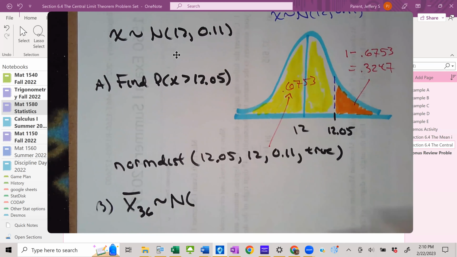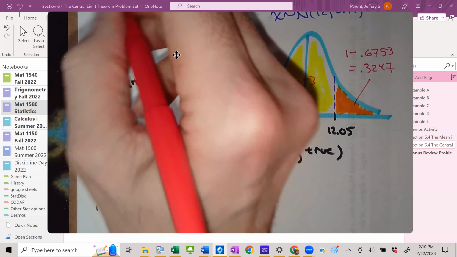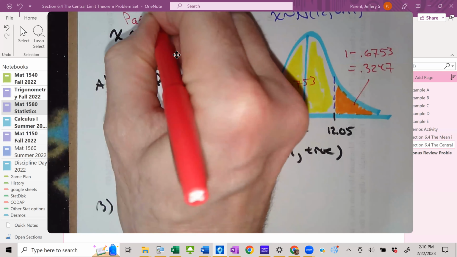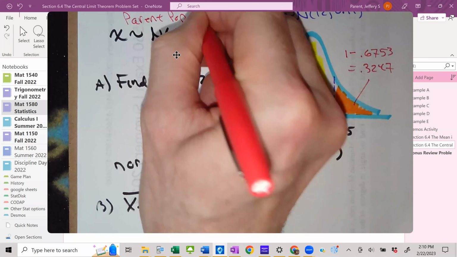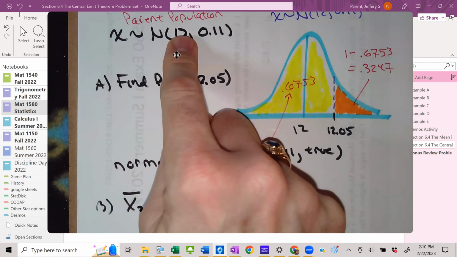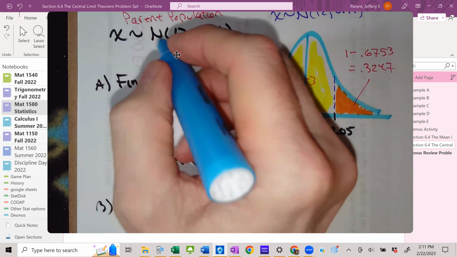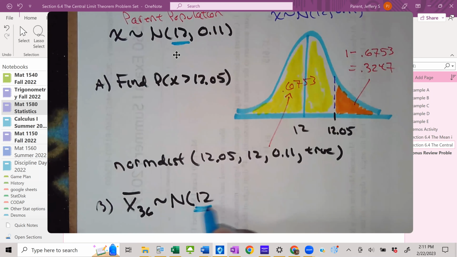comes from the mean of my parent population. So this is my parent population. This is where you're sampling from. 12 and then 0.11. All right, so it's going to have the same mean, which is going to be 12. All right, so we're good there. So that's the same. And let's just do it this way. Highlight it there and there. Those are the same. The standard deviation is not going to be 0.11.